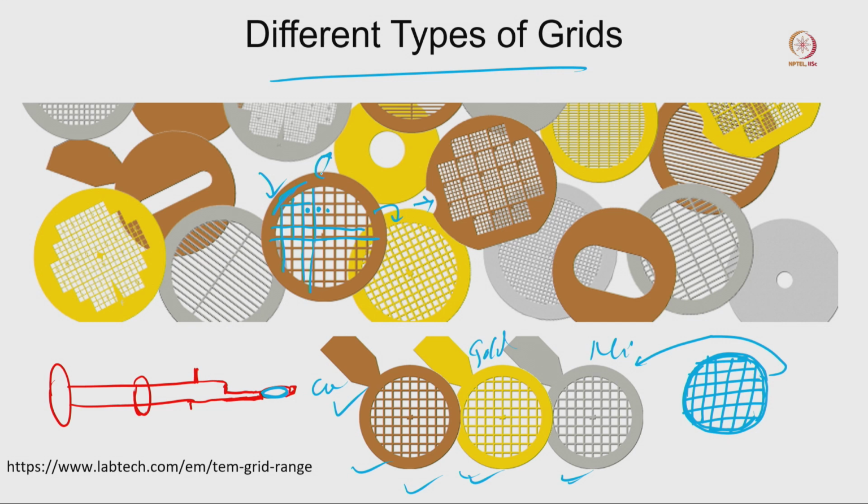These are just multiple grids, and not only that, this particular grid and this particular grid are not the same. So, based on our requirement, what kind of sample we are imaging, we can use different types of grids, and that is very important. First we have to select our proper grid when we prepare our sample.